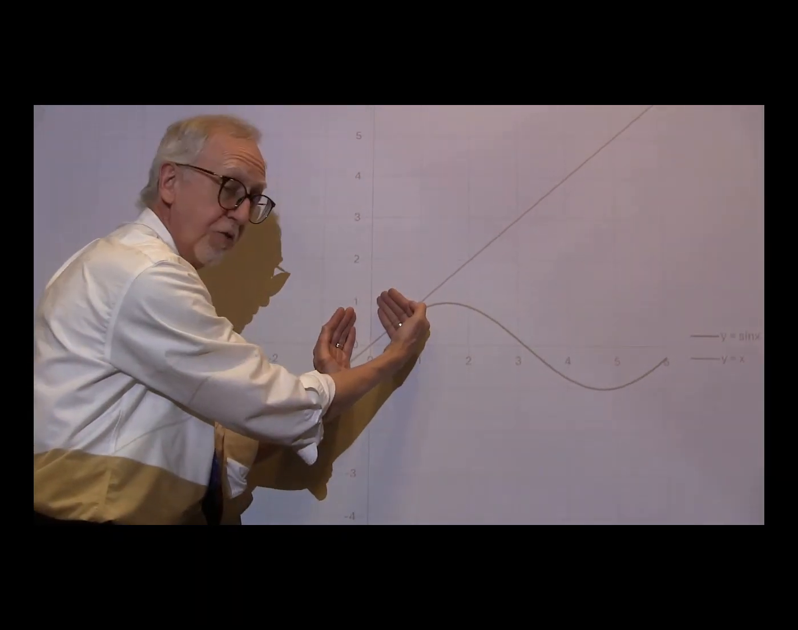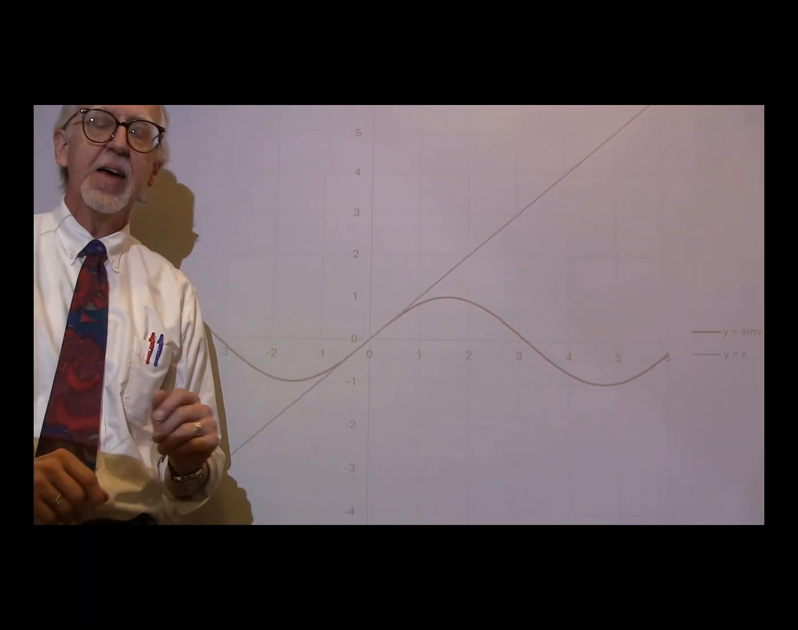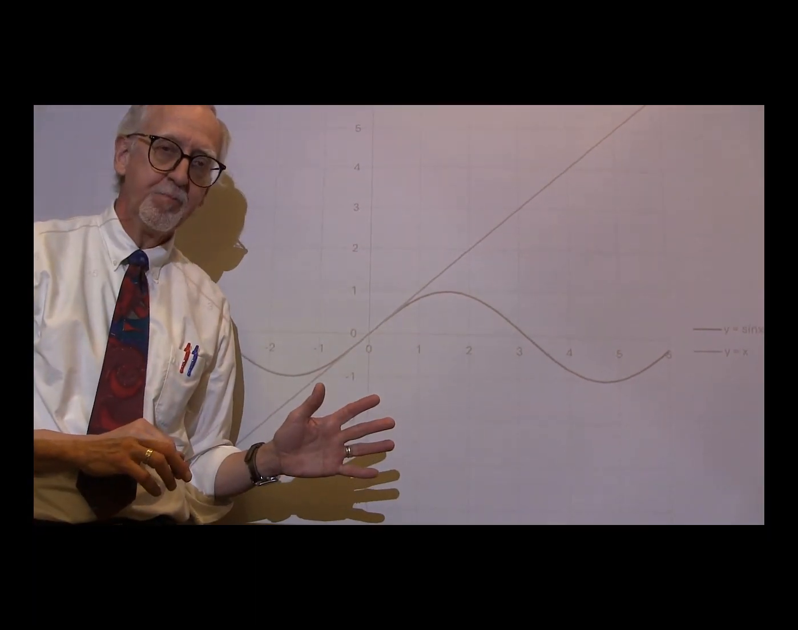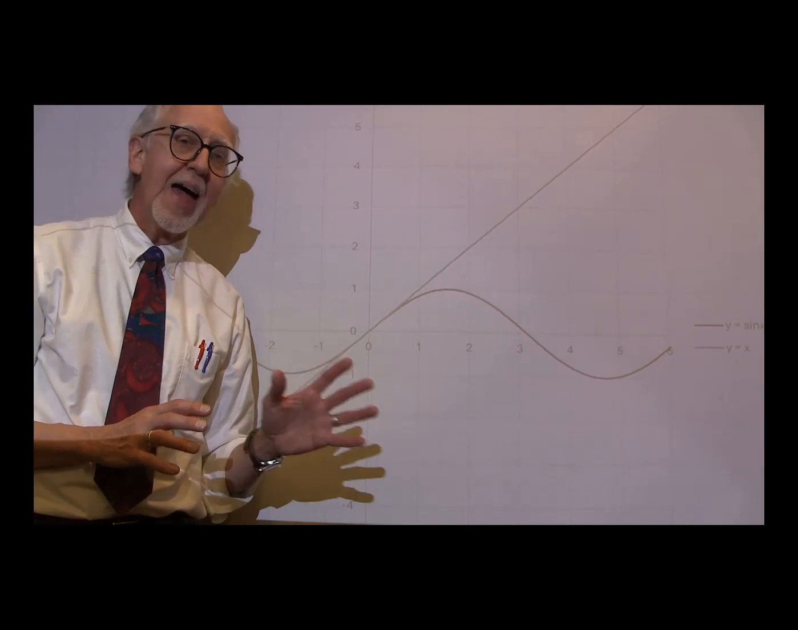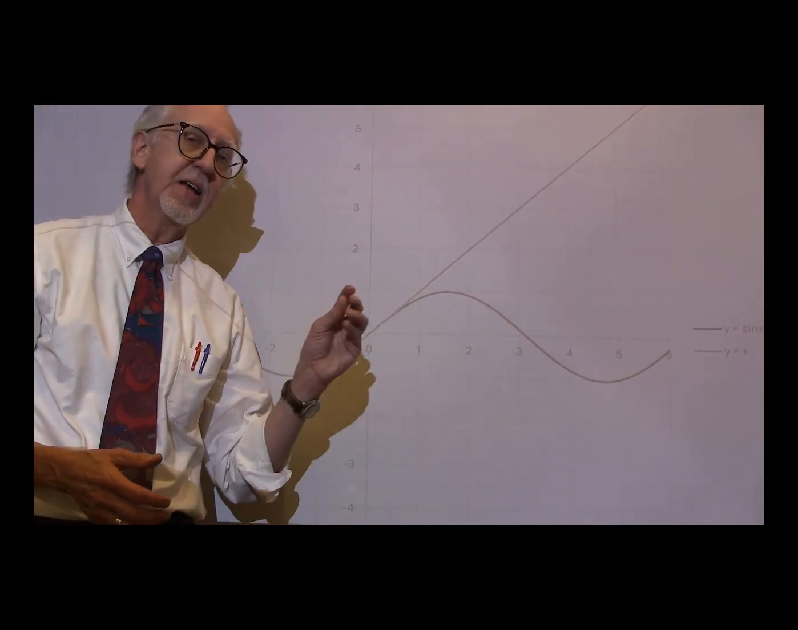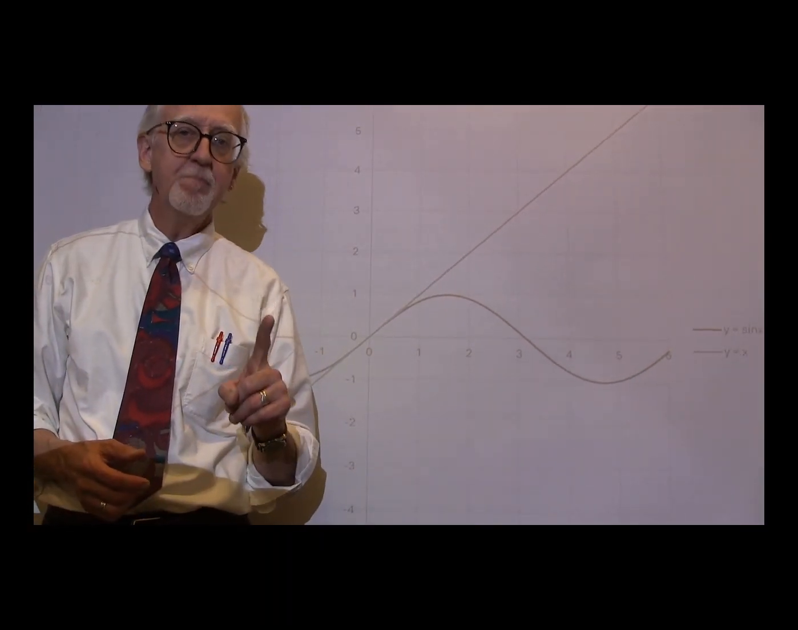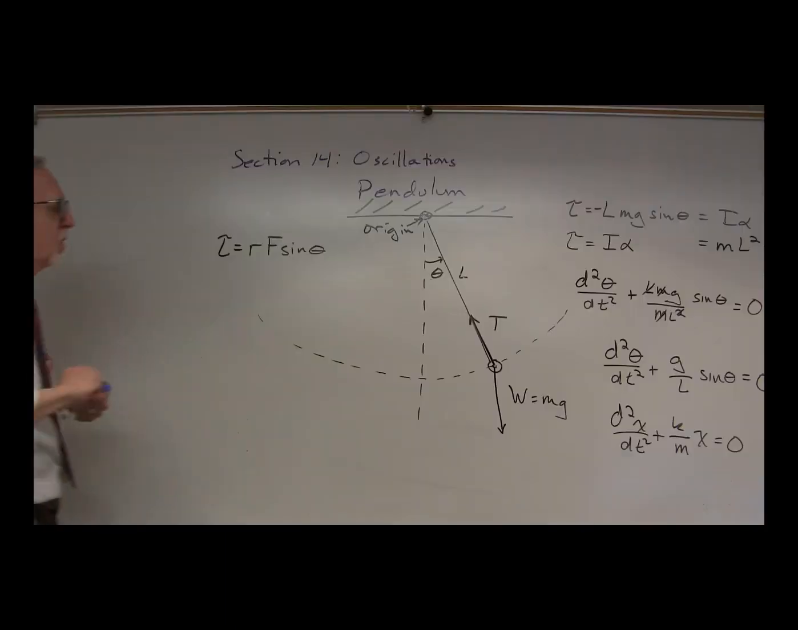They just look like they're overlapping. So when theta is small, sine of theta is the same as theta. That's called the small angle approximation for sine of theta. When theta is small, sine of theta is approximately equal to theta. Well, if we make that approximation, what can we do?